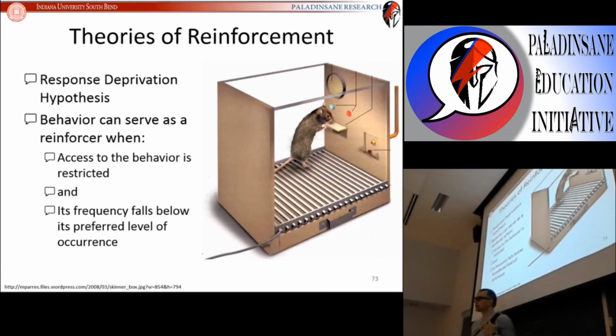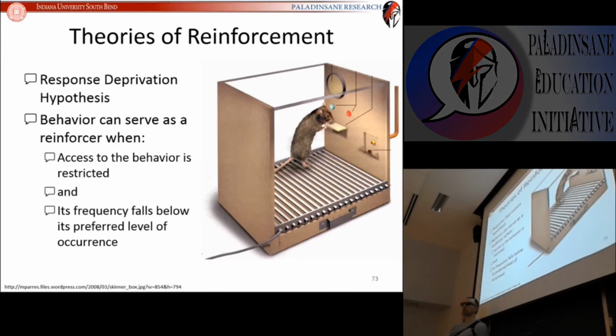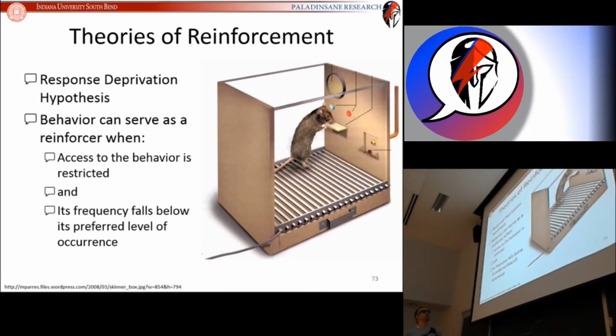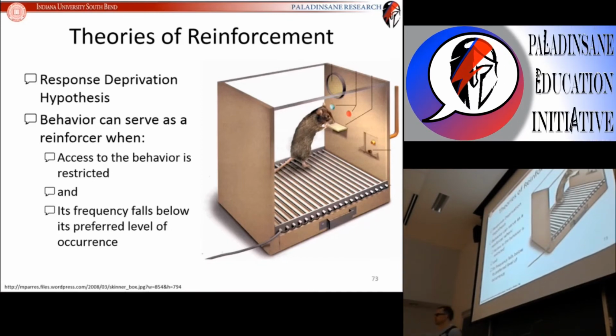So when Dr. Fox took those restraints away and said, look, you count to 100 and I will give you back your restraints, what he did was he restricted access to the behavior. He took the restraints away and he says, I am restricting access to these restraints. I'm restricting that access to the behavior, and the frequency fell below the preferred level of the behavior, the preferred level of occurrence. So Harry wanted it 24 hours a day.